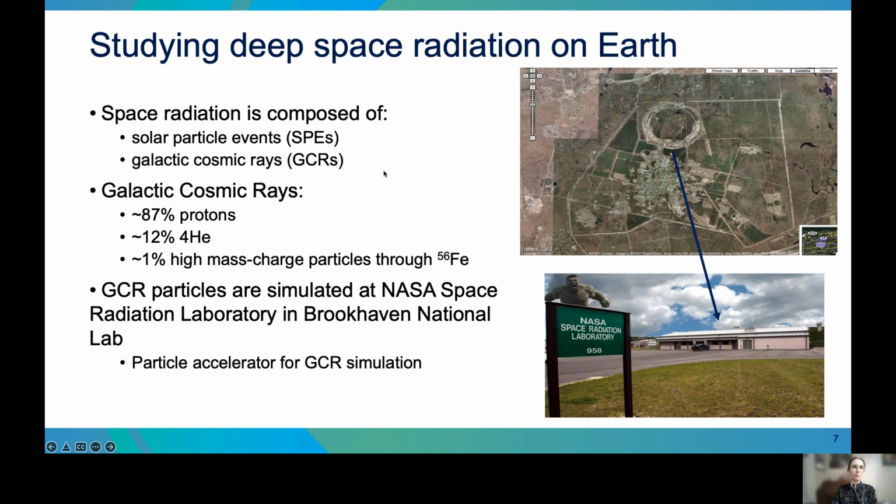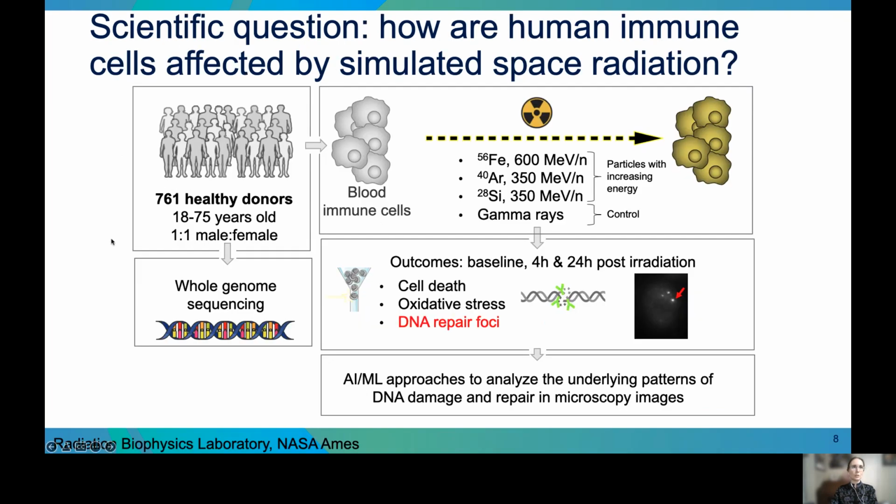So we know that space radiation is composed of solar particle events and galactic cosmic rays mainly. And solar particle events are rare and difficult to predict, so we focus our efforts on trying to understand the effect of galactic cosmic rays, or GCRs, on biological systems. GCRs are composed of several different components, and in particular we're going to be focusing on these high mass charge particles since they cause the most damage to DNA. We simulate the effect of GCR particles on living systems by performing biological experiments at the NASA Space Radiation Laboratory in Brookhaven National Lab, where there is a particle accelerator for GCR simulation. So particles are accelerated in this ring accelerator you can see here on the top until they reach the energy we're interested in, and then they're siphoned off and sent off to the biological experiments. So that's how this data set that we're using for the benchmark data set was generated.